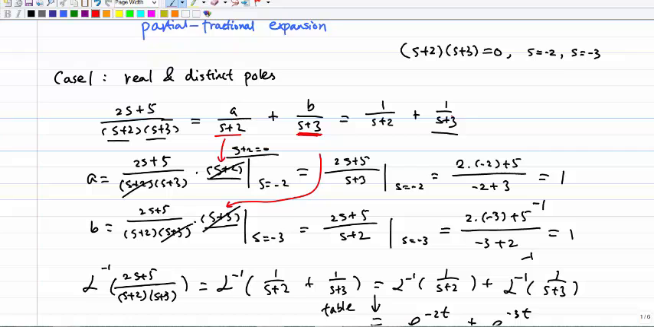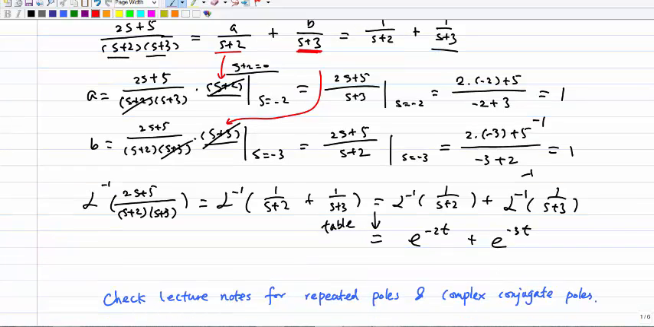Then we can apply the inverse Laplace transform. Generally speaking, we use a table to find the inverse Laplace transform. The inverse Laplace of the sum is equivalent to the sum of the inverses, using the linear property, so we can do each individually and then compute the sum. Using the table, the inverse Laplace transform of 1 over s plus 2 is e to the minus 2t, and 1 over s plus 3 gives e to the minus 3t.